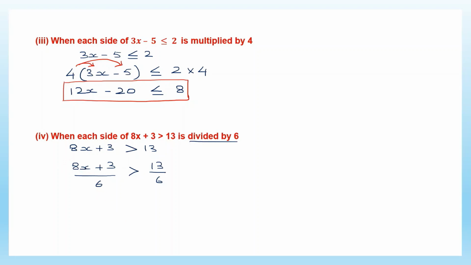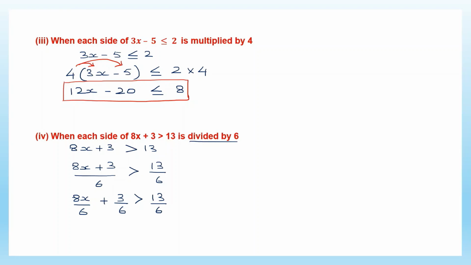So this is how we do it. We take each term separately, isn't it? We take 8x and divide it by 6. Then we take 3 and divide it by 6. This is how we divide a binomial by a monomial. And then on the other side we have 13 by 6. So now we can work on this 8x by 6 and 3 by 6.